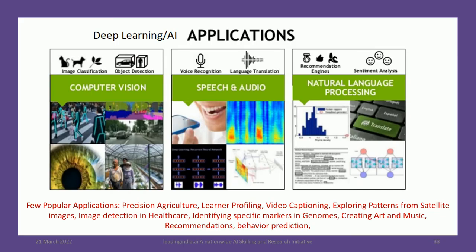So these are the broad applications of artificial intelligence or deep learning, in the fields of computer vision, speech and audio, and natural language processing. We have these different wide areas which have various applications like precision agriculture, learner profiling, video captioning, exploring patterns from satellite images, image detection in healthcare, identifying specific markers in genomes, creating art and music, recommendations, behavior prediction, etc. So these are a few popular artificial intelligence applications and currently effective research areas where people can work and produce good results as well as papers.